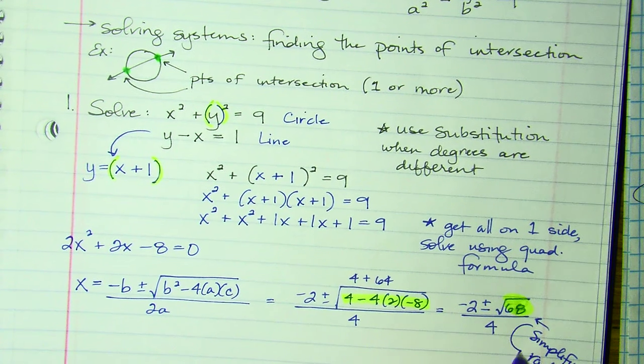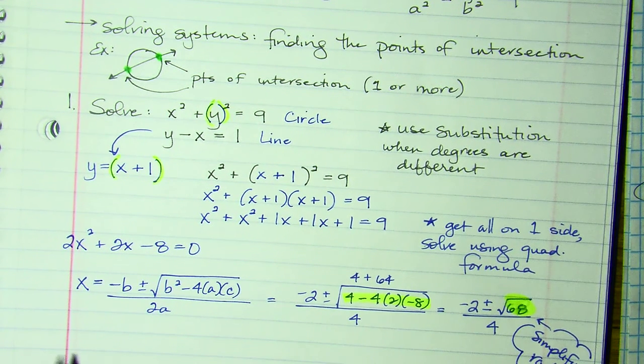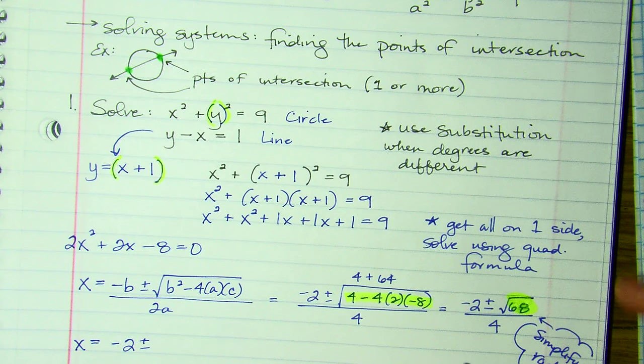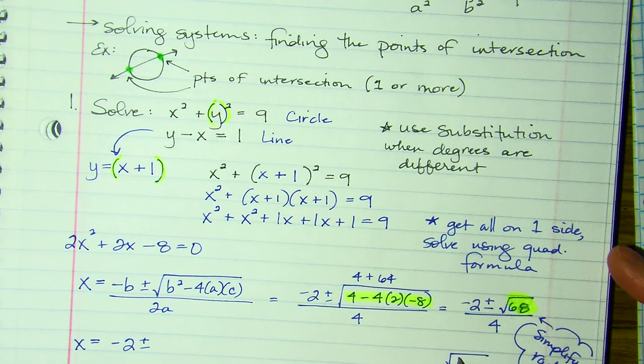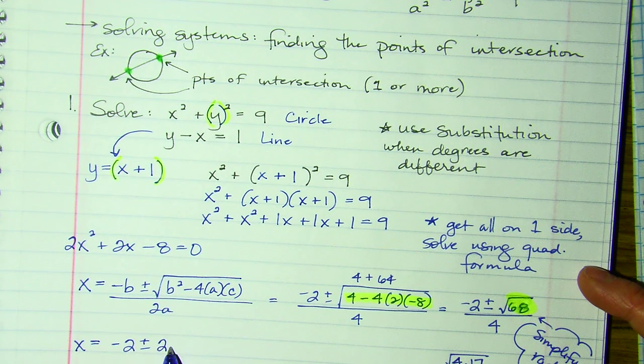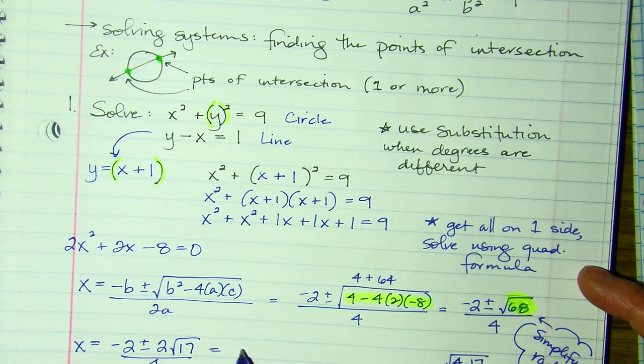And you have to do that first before anything else. So x equals negative 2 plus or minus the square root of 68, which is, I believe, 4 times 17. So that becomes 2 root 17 all over 4, which equals negative 1 plus or minus the root of 17 over, and each of these is over 2.